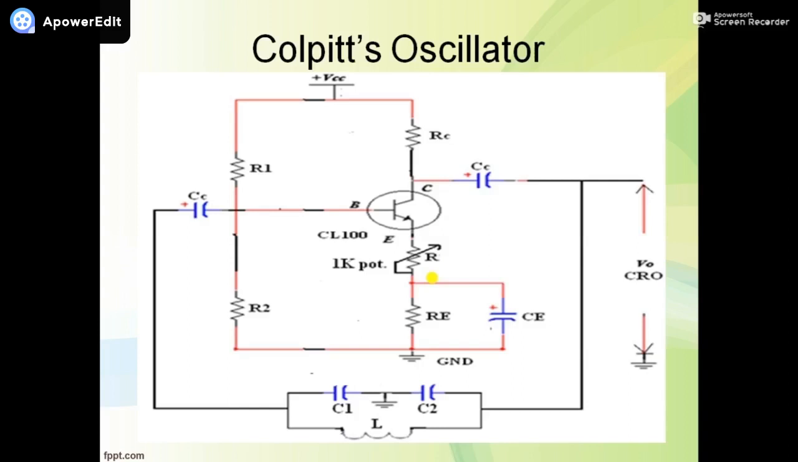This is the basic circuit of the Colpitts oscillator, and it has two different parts. This part of the circuit is called a common emitter voltage amplifier. Another part is very important: this part is called the LC tank circuit, and it is used as a feedback circuit.